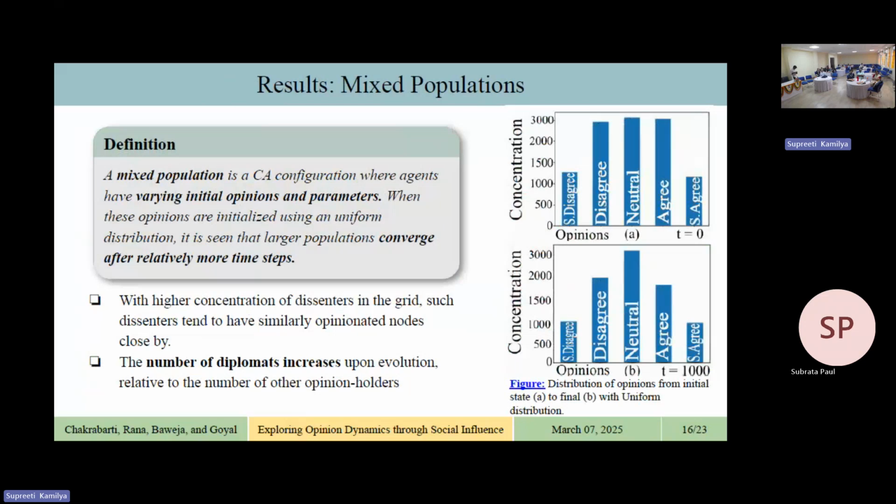Next, we consider mixed populations, which is just a variation of ideal populations, but with varying kinds of opinions and parameters. In this also, we see that the number of neutral opinion holders increases, although it will never actually completely reach neutrality.